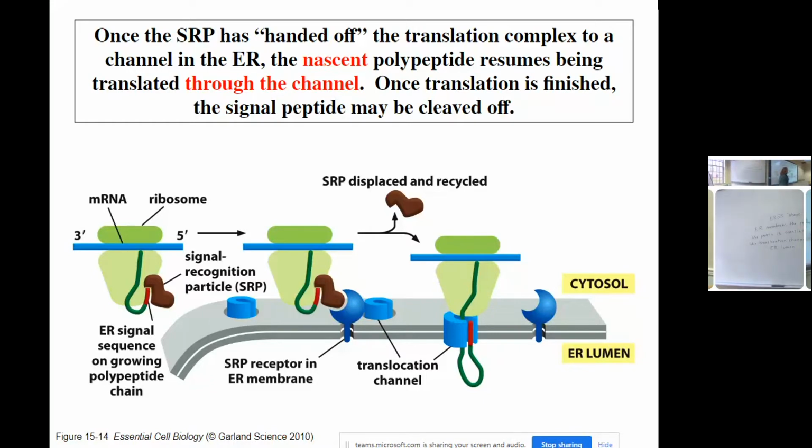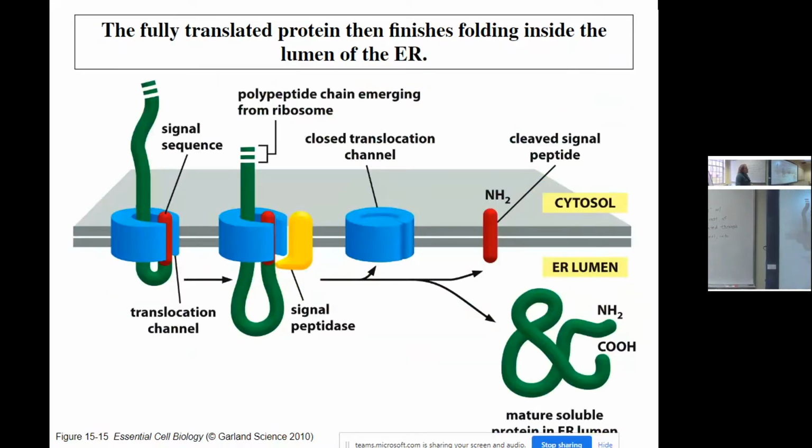SRP, once it has gotten the ribosome to the SRP receptor and handed off this situation to the translocation channel, comes off and floats around in the cytoplasm again, looking for another ER signal sequence to bind. And then the protein has gotten near its location, and it can keep being translated. And what happens to it next depends on what kind of protein this is.